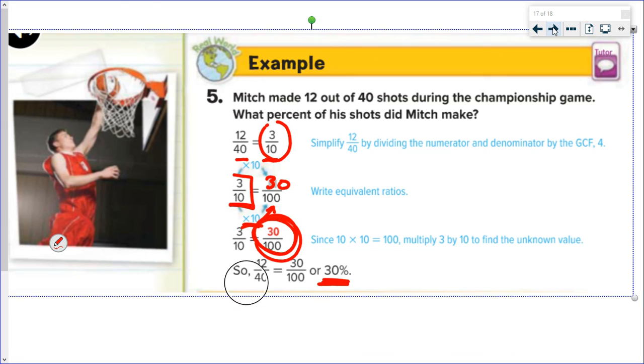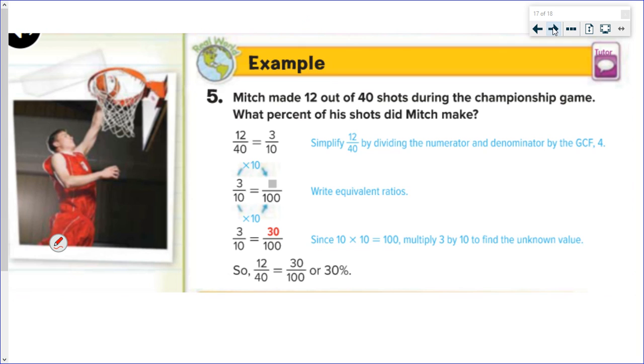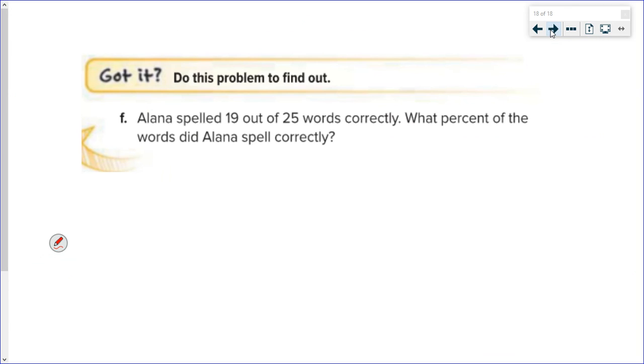So this is the final problem that I want you to try. So on your own, look at this problem and try to put it over 100 and then figure out what the percentage would be. So Alana spelled 19 out of 25 words correctly. What percent of the words did Alana spell correctly? So try to figure out how to make this fraction over 100, so the denominator would be 100, and then turn it into a percentage.